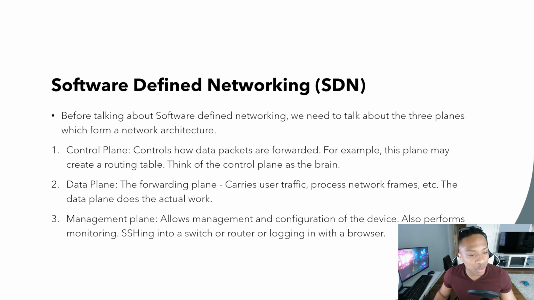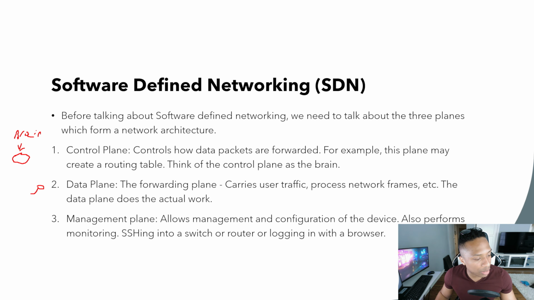Actually, before we do talk about it, we need to learn about the three planes which form a network architecture. The first plane, you have the control plane. I'm going to try to draw a brain. I'm not a good drawer, but the control plane is pretty much the brain of the network. It controls how data packets are forwarded. For example, this plane may create a routing table, MAC address table like we talked about, and so on. So think of the control plane as the brain.